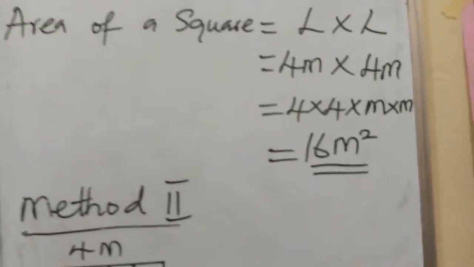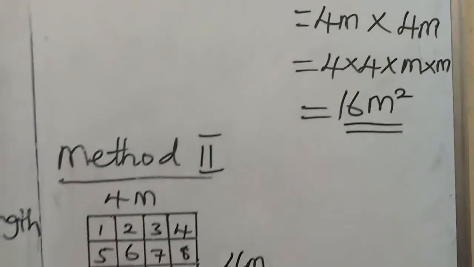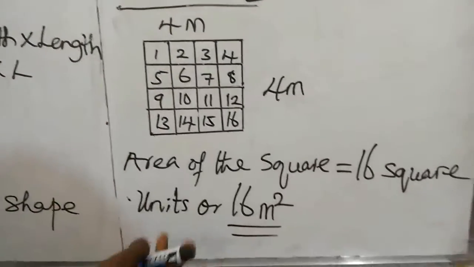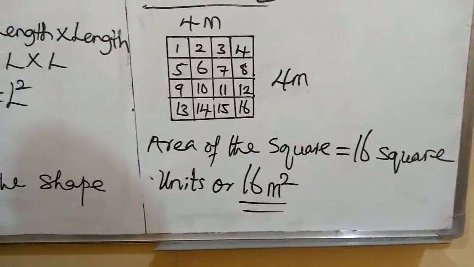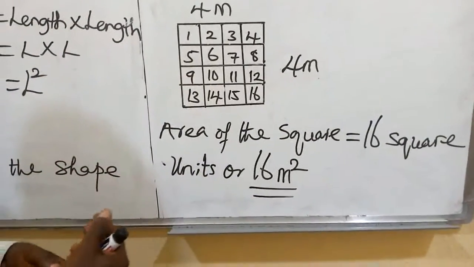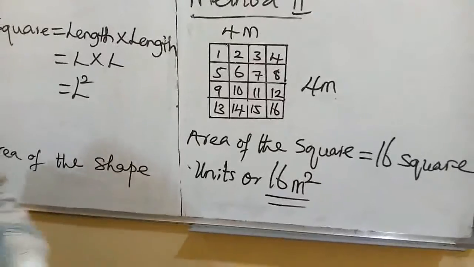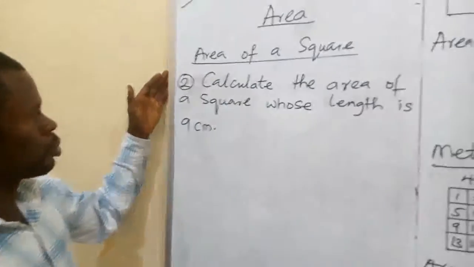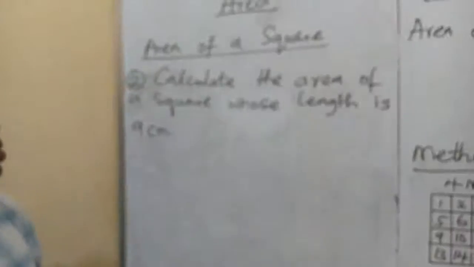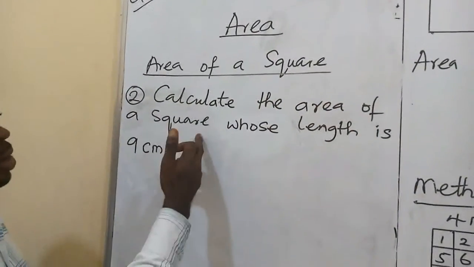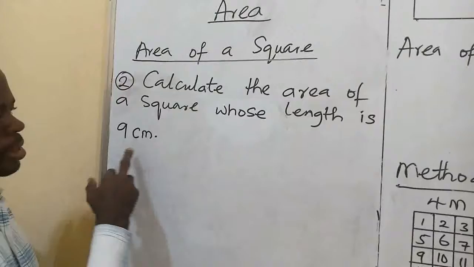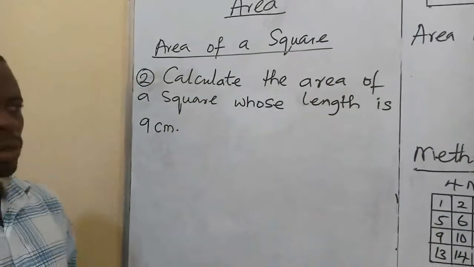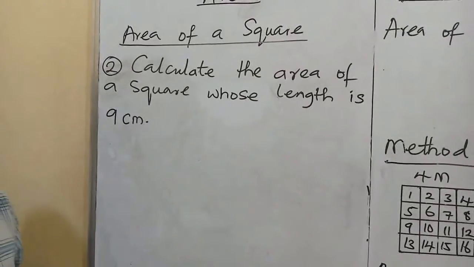It will tell you that the two methods could be used whenever you're given a problem to solve, such as this, or you are looking for the area of a square. All right. Okay, next we are going to proceed to example 2. For example 2, we have here: calculate the area of a square whose length is 9 centimeters. All right, this is a word problem under area of a square.